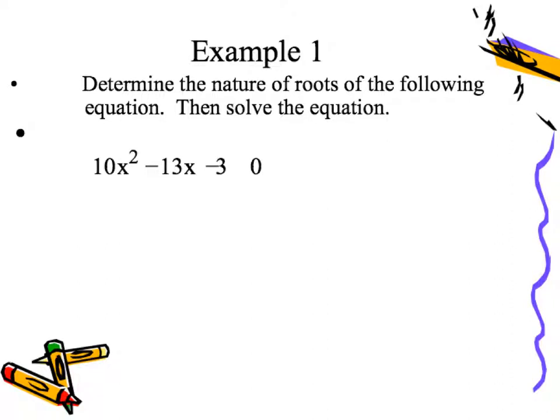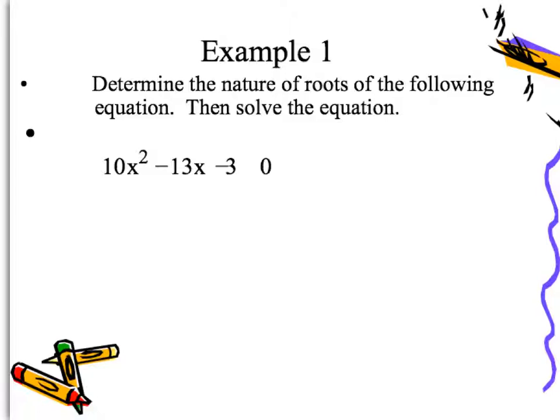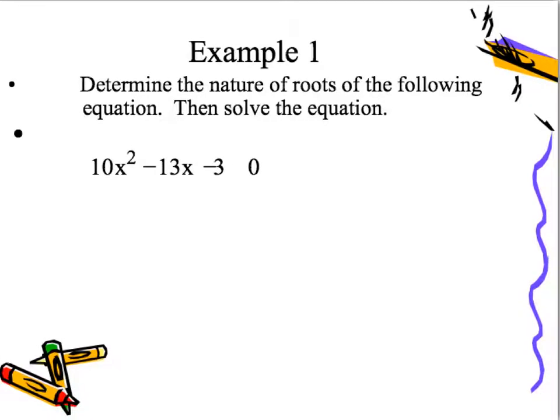So here's an example of a quadratic equation where we're asked to determine the nature of the roots. We're given the equation 10x squared minus 13x minus 3 equals 0. When they say determine the nature of the roots, they're not necessarily asking us to find them. They're just asking us to determine: are they real? And if so, how many are there? So we want to identify first that it's equal to 0, which it is.